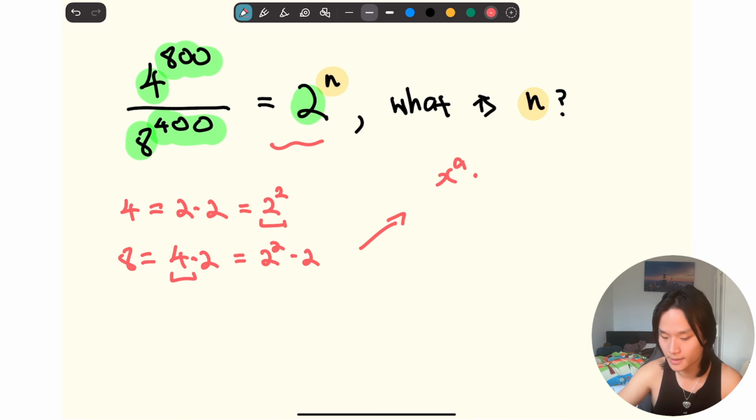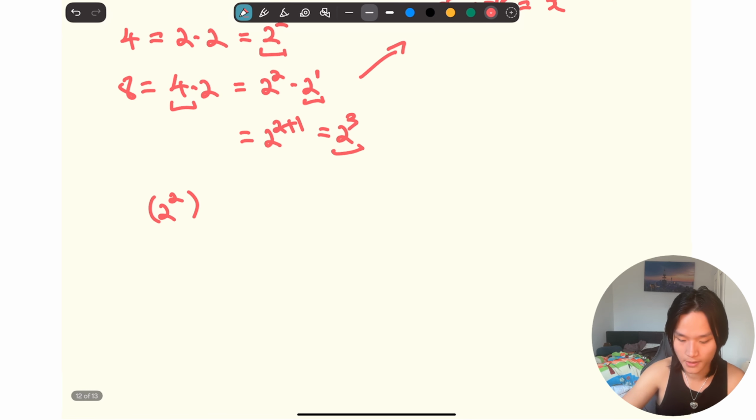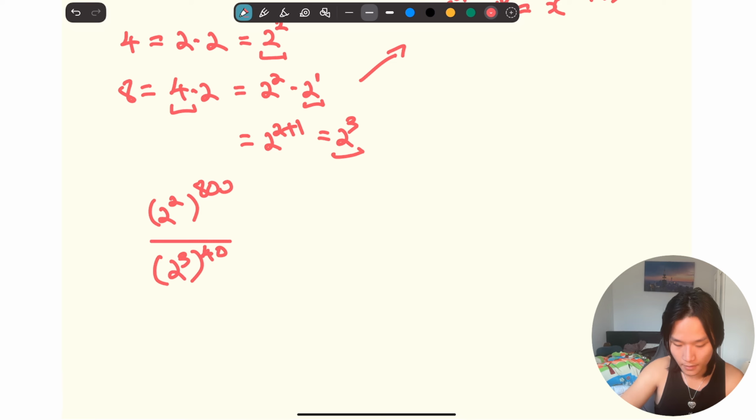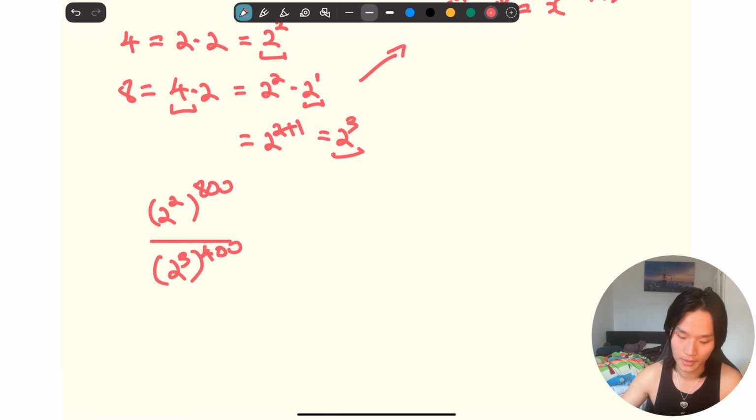So now that we have these, let's put them into our fraction. So we have 2 raised to the power of 2, and the power was 800, and we divide that by 2 raised to the power of 3, and the power is 400. That's very good.